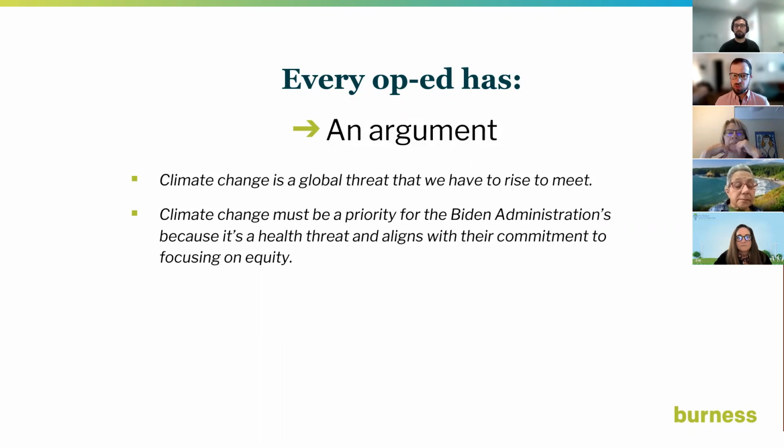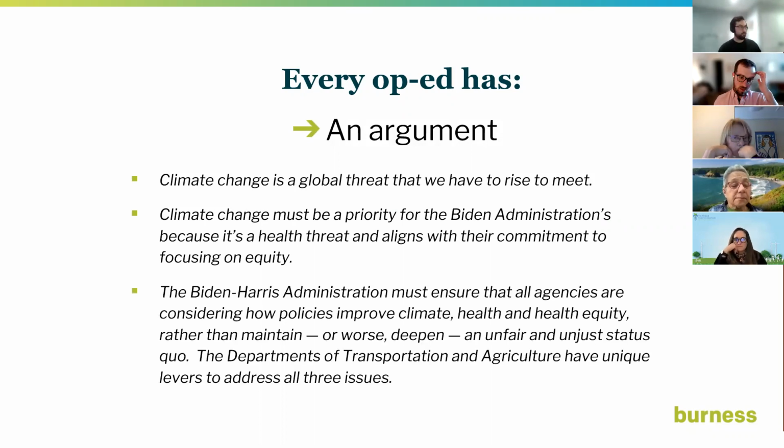But let's just go a little bit deeper. What should we do about it? And so Gideon may say, well, Biden-Harris administration must ensure that all agencies are considering how policies improve health, climate health, and health equity, rather than maintain or deepen an unfair and unjust status quo. In fact, the Department of Transportation and Agriculture have unique levers to be able to do this. That's longer than I would want in a perfect world for the single sentence summary.